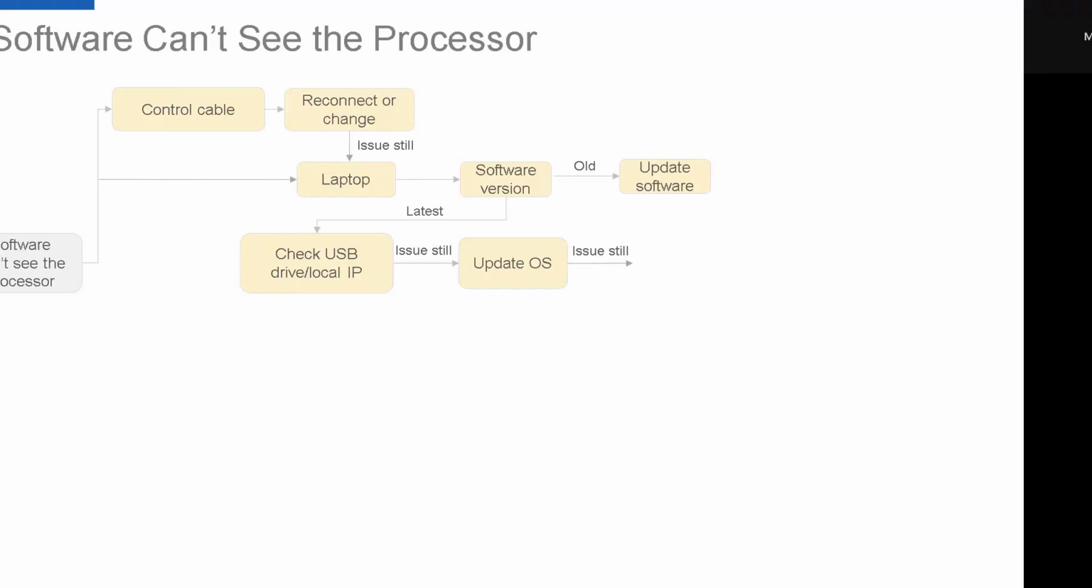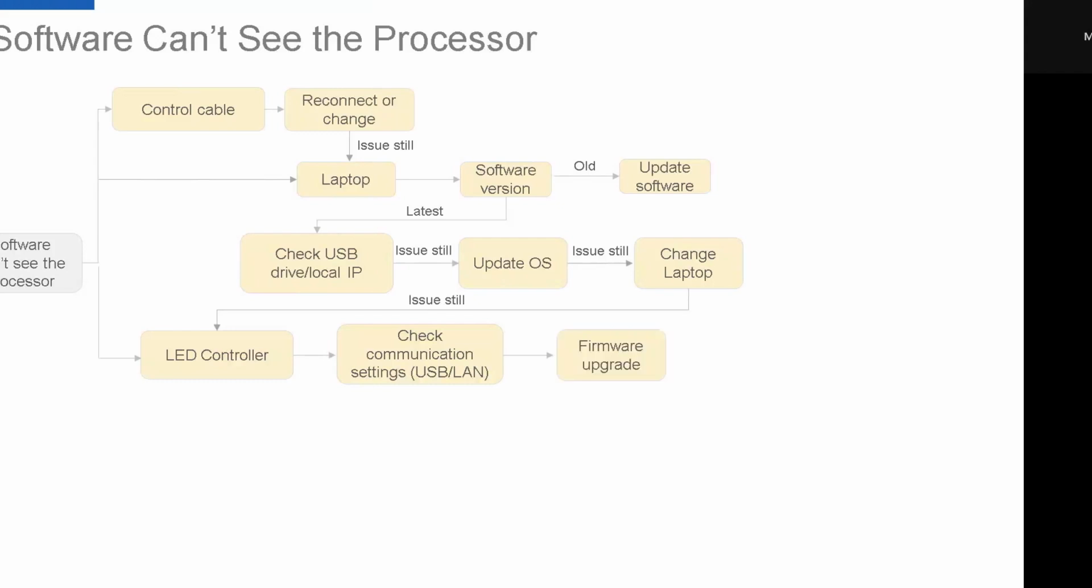If the software is already the latest, check the USB driver and local IP settings. After that, update the operating system. Make sure the operating system is the latest. If the issue persists, change the laptop. Next, it's the LED controller. Check the communication settings, USB first or LAN first. Do the firmware update. Make sure the firmware is the latest one. If the issue persists, change the controller.